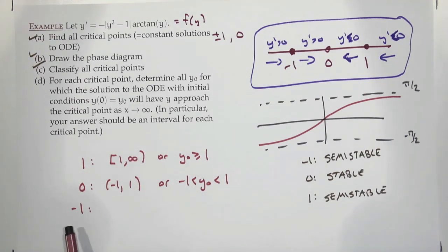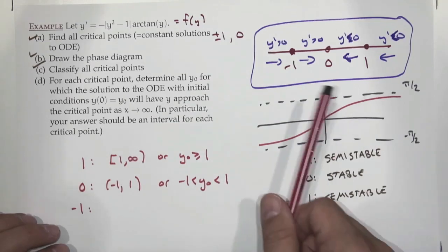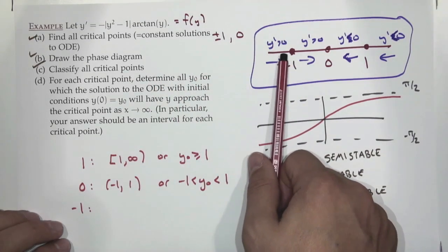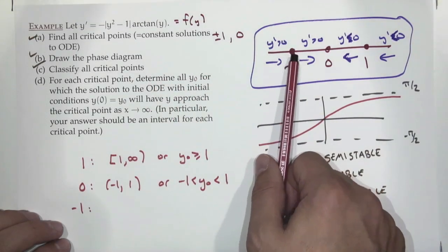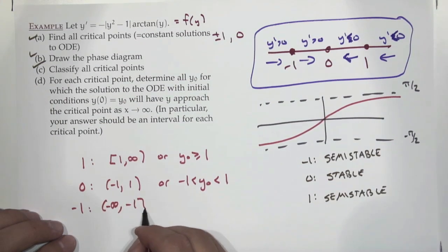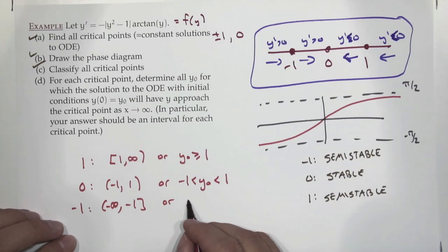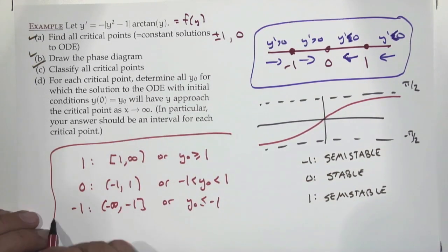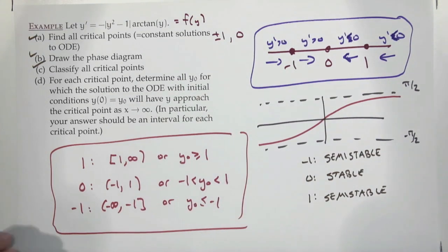The final thing, negative 1. Where should I start? I can start anywhere below here, even up to including that point. So from negative infinity all the way up to negative 1. Or we could write that as y naught less than or equal to minus 1. So that says, look, if I know my initial value, I know my long-term behavior. I'll end up at one of those critical points.